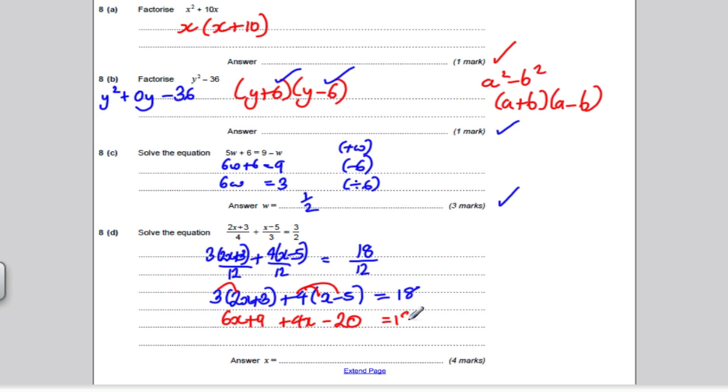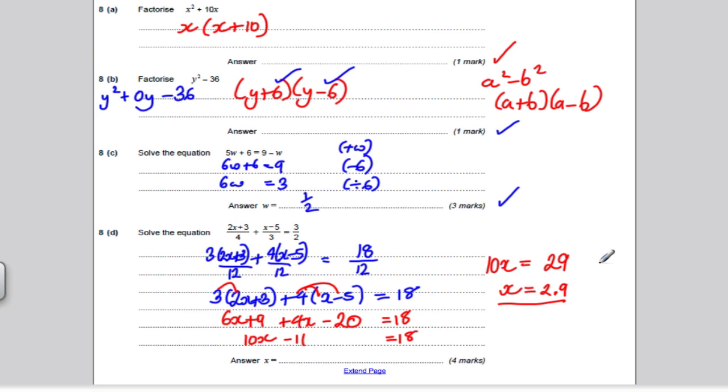equals 18. Now collect like terms, 6x plus 4x is 10x, 9 subtract 20 is minus 11 and you get 18. Then add 11 to both sides, so you would get 10x is equal to 29, and then divide by 10, x is equal to 2.9. And that's it. I would substitute that back in to check, but that is the right answer.